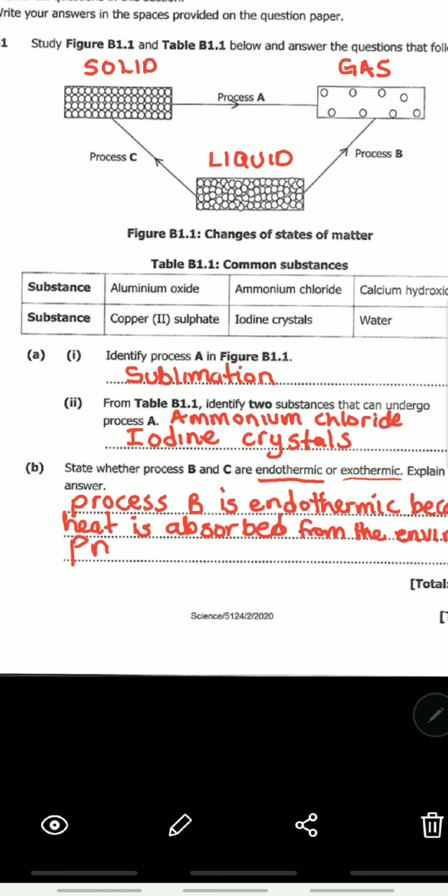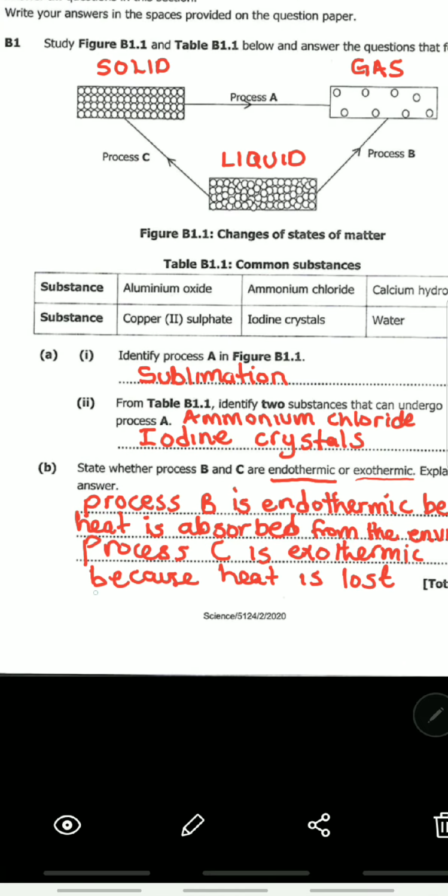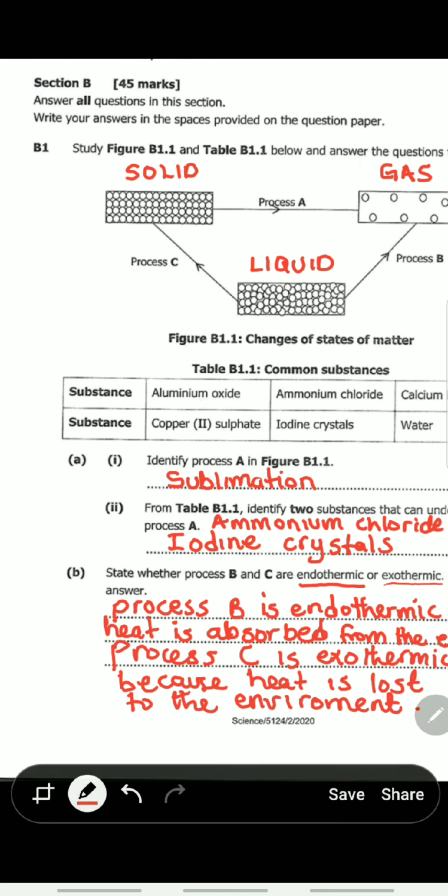So we say process C is exothermic because heat is lost to the environment. Okay, so that was B1.